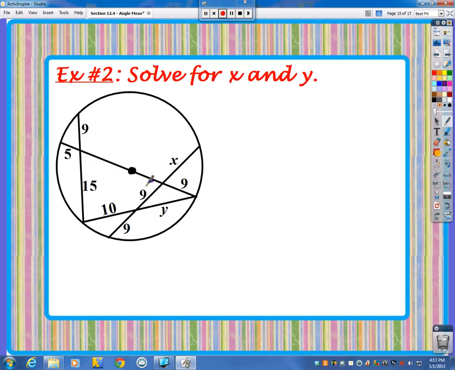Yeah, I mean, look, that's 9, that's 9. Hey, x looks pretty close to that. Maybe it's 10. I don't know. We'll say that. Maybe y's 10. Sure. Why not? Let's do that. I don't think so, friend.